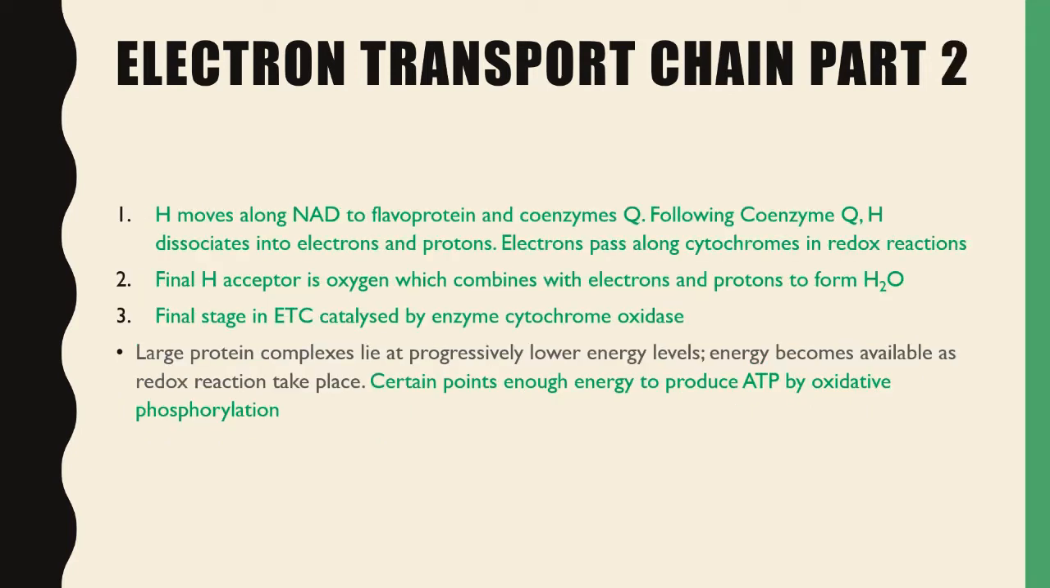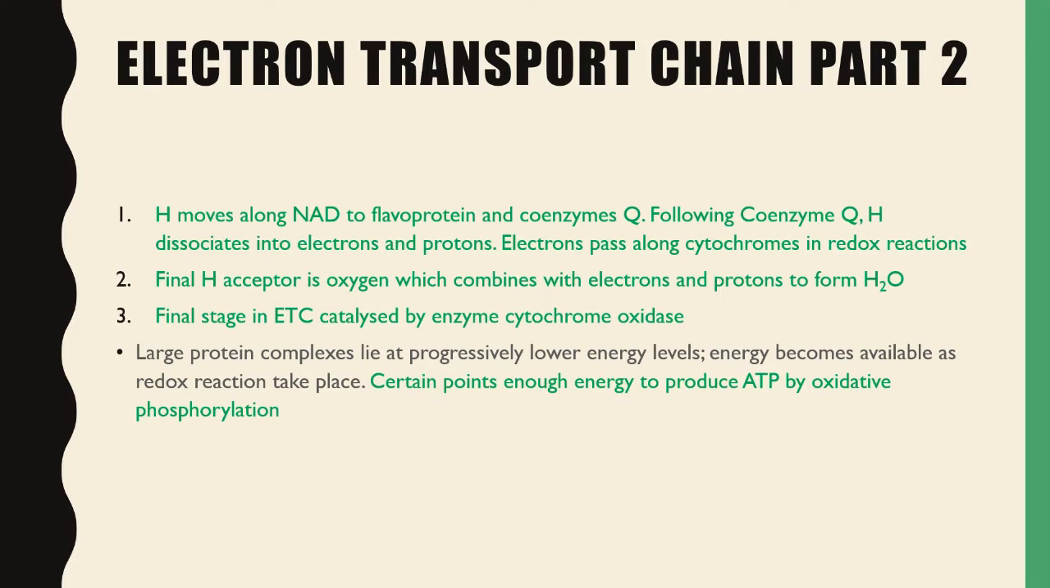NAD and FAD will operate as hydrogen carriers. Hydrogen will move along from NAD to flavoprotein and coenzyme Q, and following coenzyme Q, the hydrogen will dissociate into electrons and protons. The electrons will pass along cytochromes in redox reactions, with the final hydrogen acceptor being oxygen, which will combine with these electrons and protons to form water. The final stage of the ETC will be catalyzed by the enzyme cytochrome oxidase.